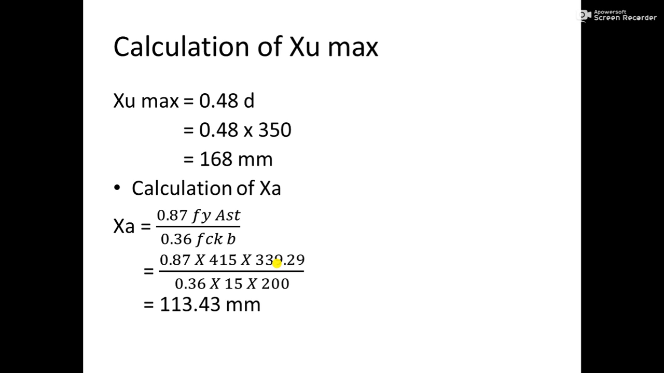Then first you have to calculate xu max. In the type 1 problem you calculated xu, then xu max, then comparing you decided the section, that is over-reinforced, under-reinforced or balanced section, and then you went for calculation of design moment. But in this case you have to directly calculate xu max. So xu max is equal to 0.48 d, that is 0.48 into d, that is 350 mm, that is 168 mm. So calculation of xu, that is from 0.87 fy Ast, that is 113.43 mm.